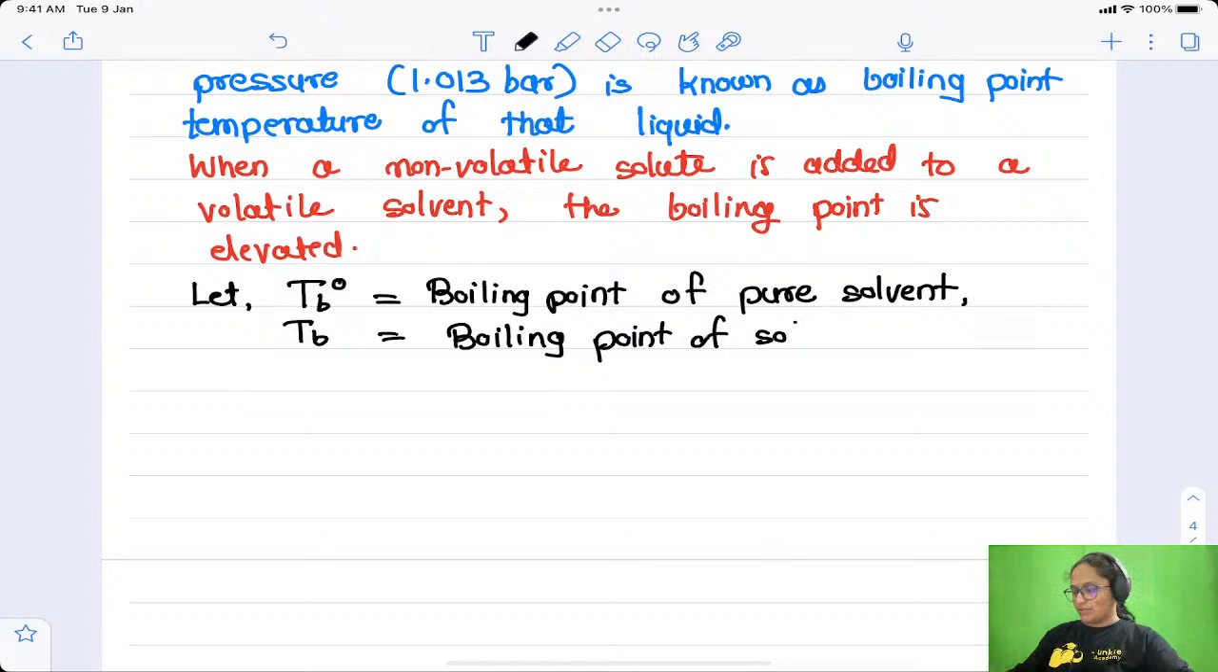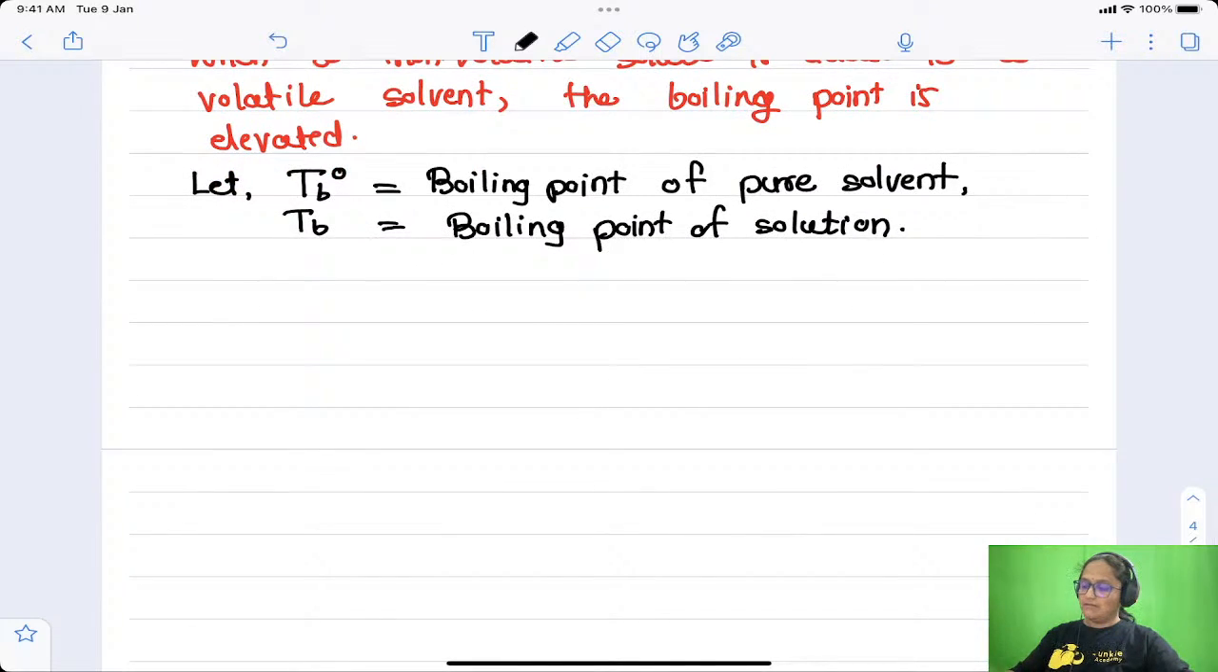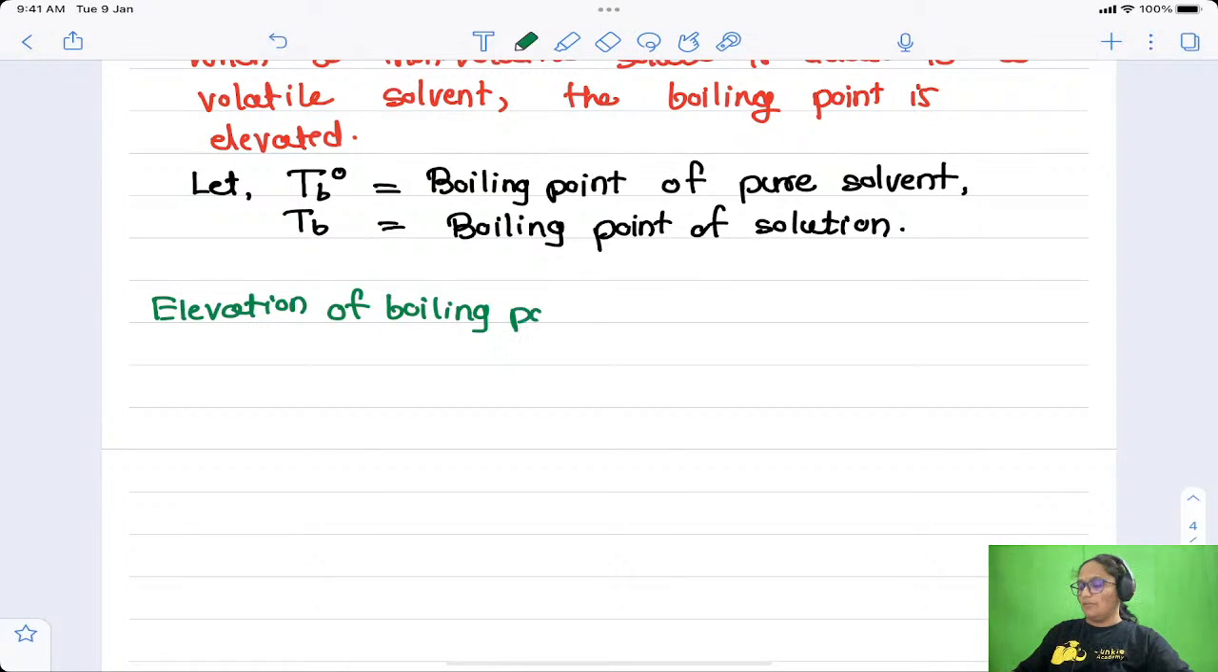That is, it is a solution, right? Then, in that case, the elevation of boiling point will be equal to delta TB, right? Delta stands for difference, TB is boiling point temperature. So it is greater, because the boiling point is increased.